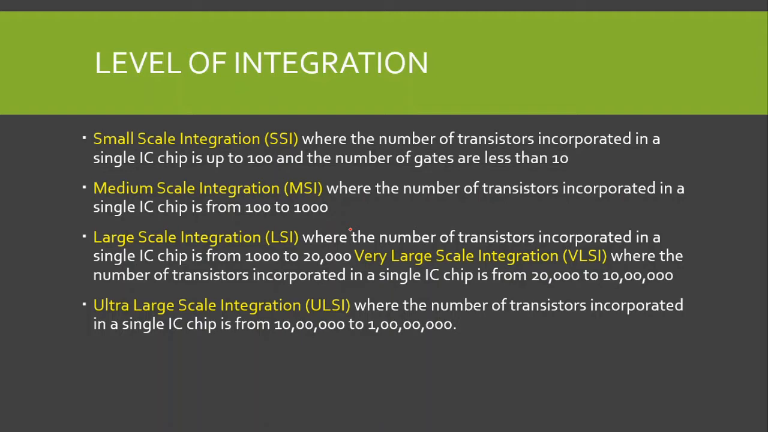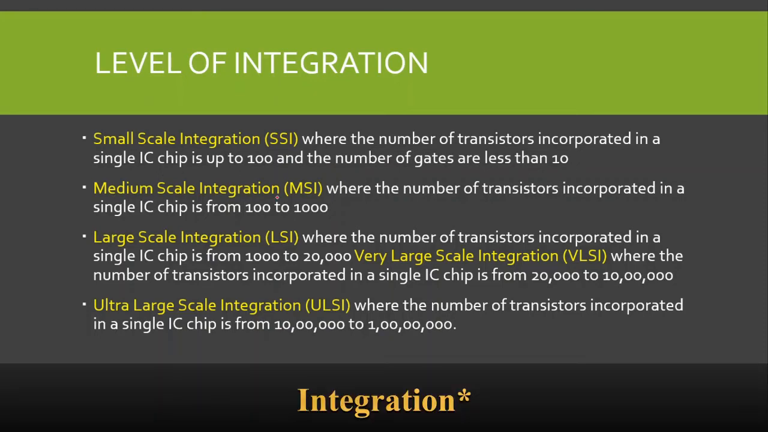Now based on the number of transistors or the number of components, we have different types of ICs. Based on the level of integration, ICs are the small scale integration, which are commonly called the SSI. In SSI, the number of transistors incorporated in a single IC chip is up to 100, and the number of gates are less than 10. The next is the medium scale integration, also called the MSI. In MSI, the number of transistors incorporated are between 100 to 1000.